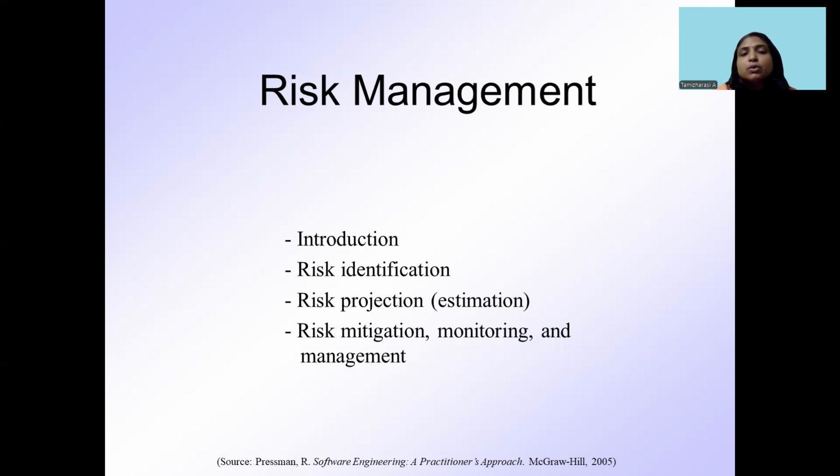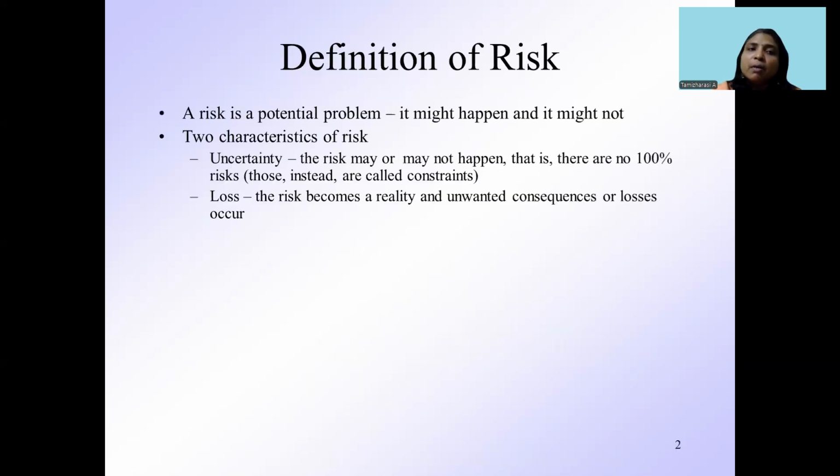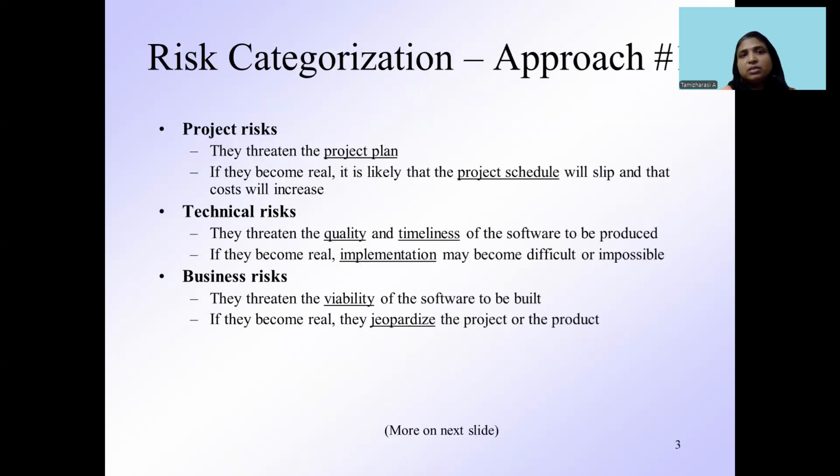Let me start with what a risk actually is. Risk is nothing but a problem which may or may not occur. It is a potential problem which may or may not occur. There are two characteristics of a risk: one is uncertainty and the other one is loss. If the risk occurs, what would be the loss?